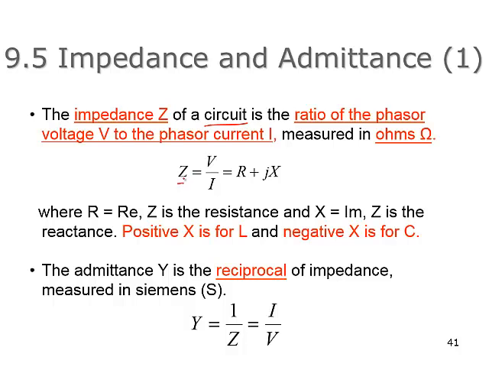So Z, impedance, is going to be phasor V over phasor I, which in general is going to have a real part and an imaginary part. And R is the real part, which is considered the resistance, and X is the imaginary part, which is considered the reactance. So it's a new term. There's a lot of technical terms for these things.